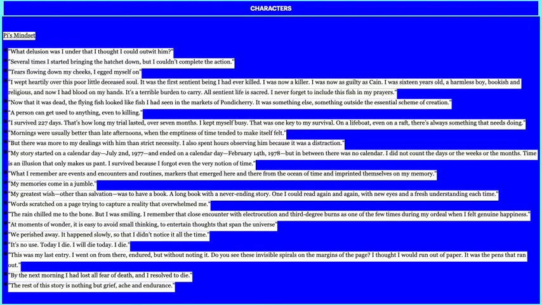My greatest wish, other than salvation, was to have a book, a long book with a never-ending story, one I could read again and again, with new eyes and a fresh understanding each time. So he was bored. Words scratched on a page trying to capture reality that overwhelmed me. So he does find this notebook and he tries to write things down. But as he says, it's like an indescribable experience. So trying to put what he's feeling and what he's doing and what his situation is down on paper is really difficult.